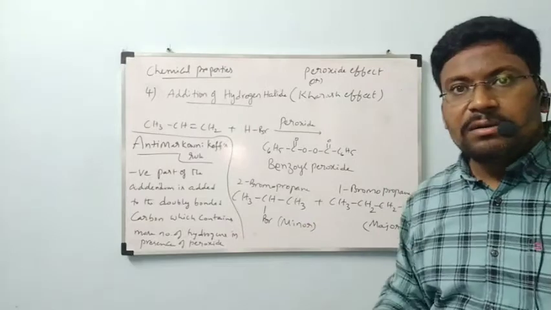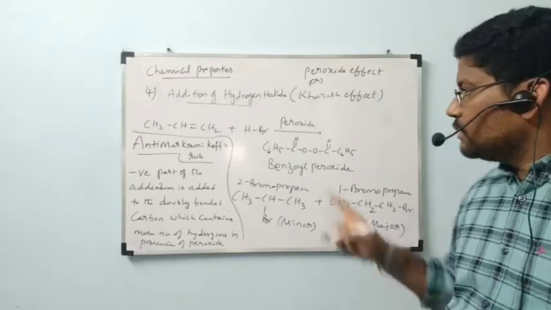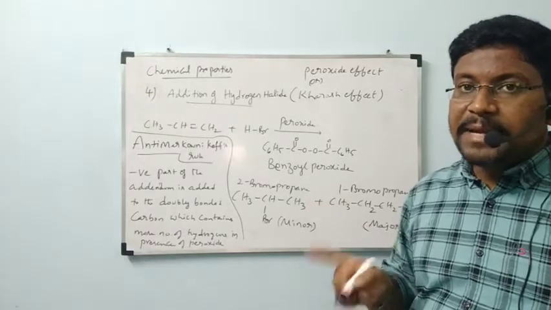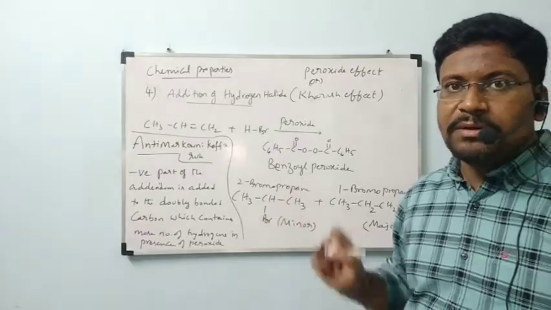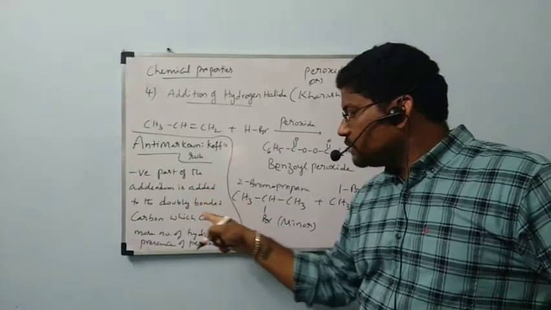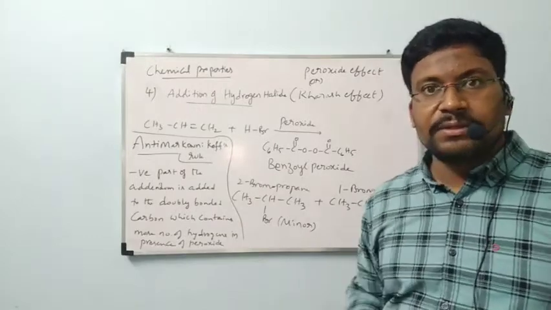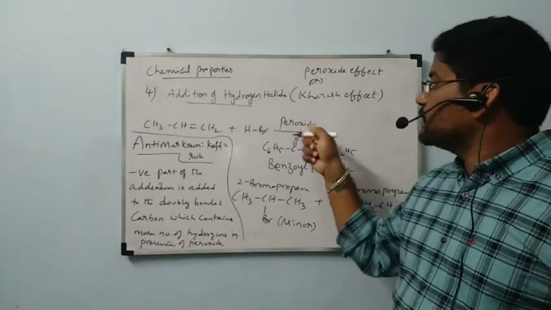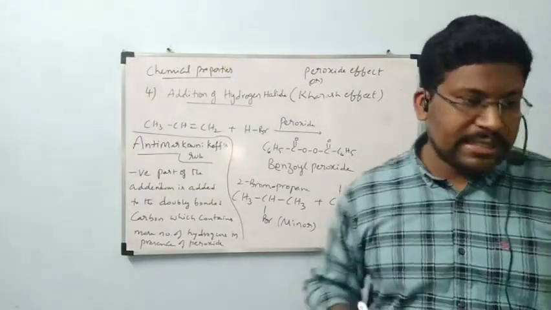This one will follow a free radical mechanism. That we will see now. If you see the mechanism it will be clear, but the mechanism will not be useful in the next coming classes. Only this statement will be useful: anti-Markovnikov's rule, the negative part of the addendum is added to the doubly bonded carbon which contains more number of hydrogens, and that is observed in the presence of peroxide only. Now, for this addition of hydrogen halide in the presence of peroxide, I will write the mechanism.